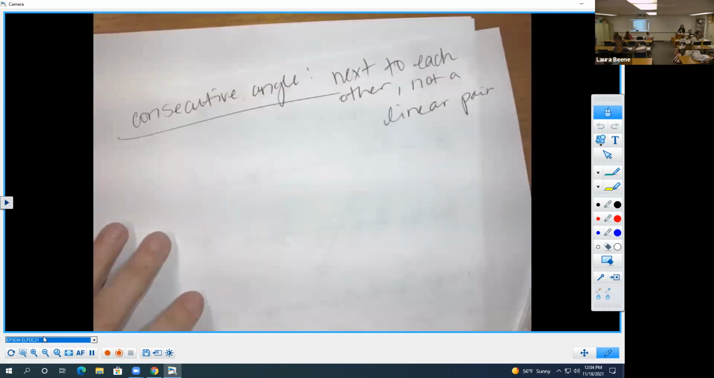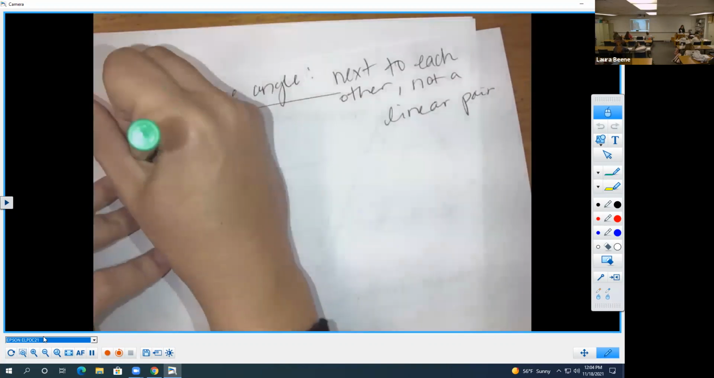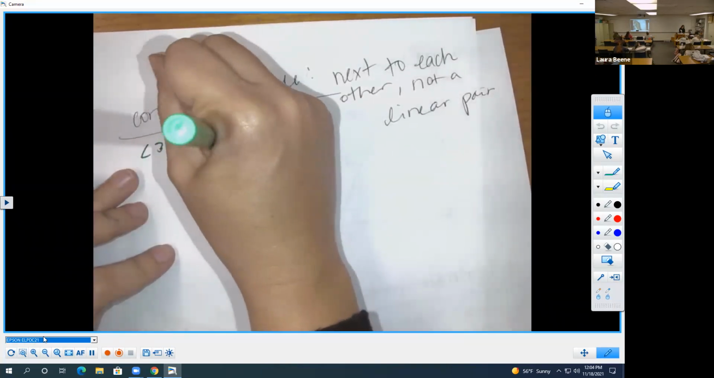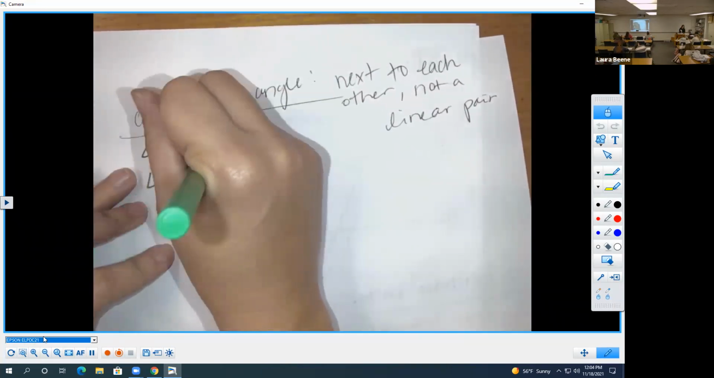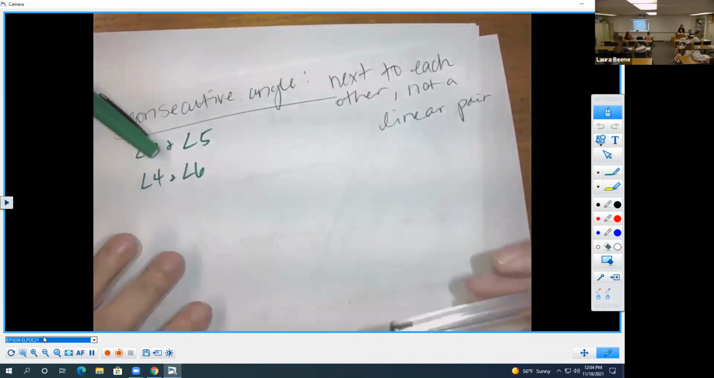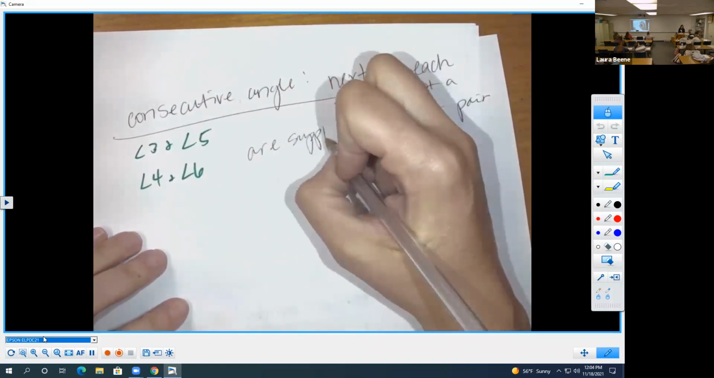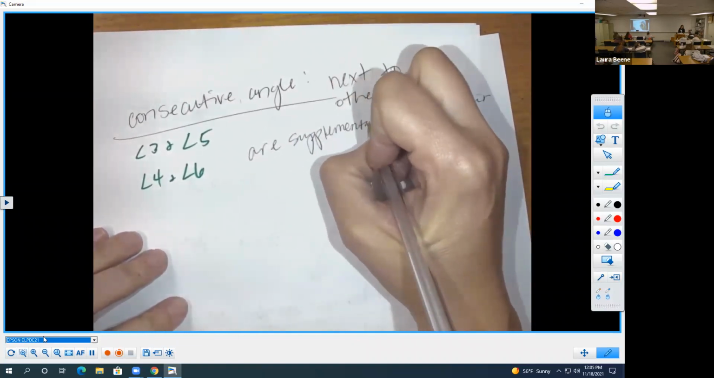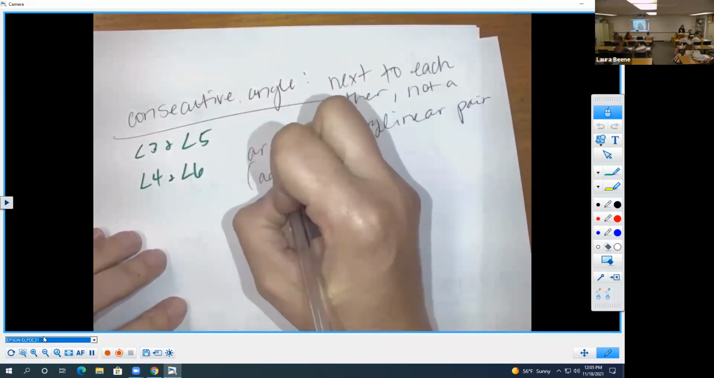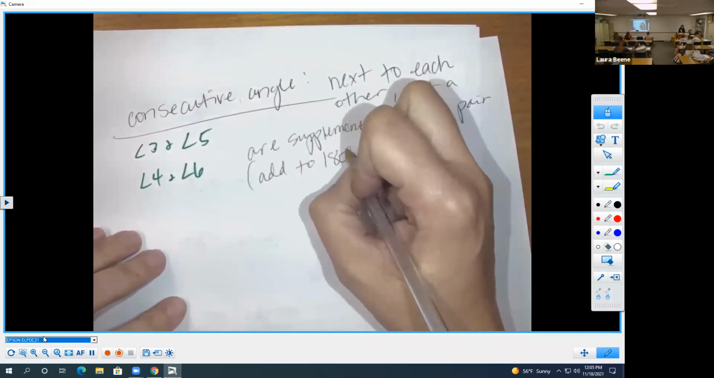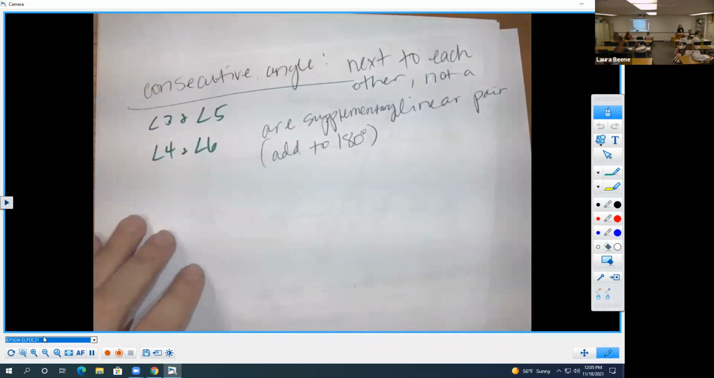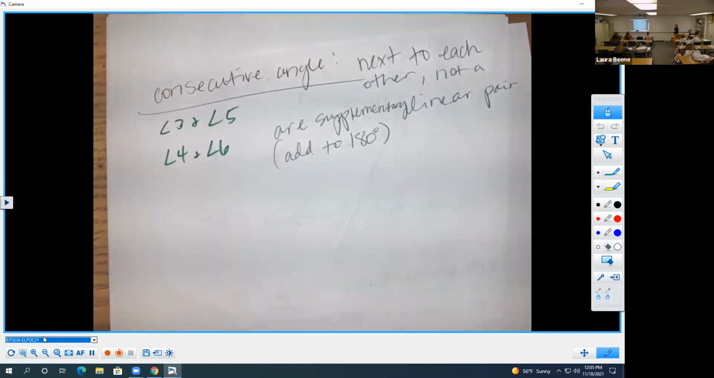Okay, so this was 3 and 5 and 4 and 6. These are supplementary, that is the word, and that means add to 180 degrees. So they're the only ones that aren't a linear pair, but they still kind of follow the same rules as a linear pair because they add to be 180.